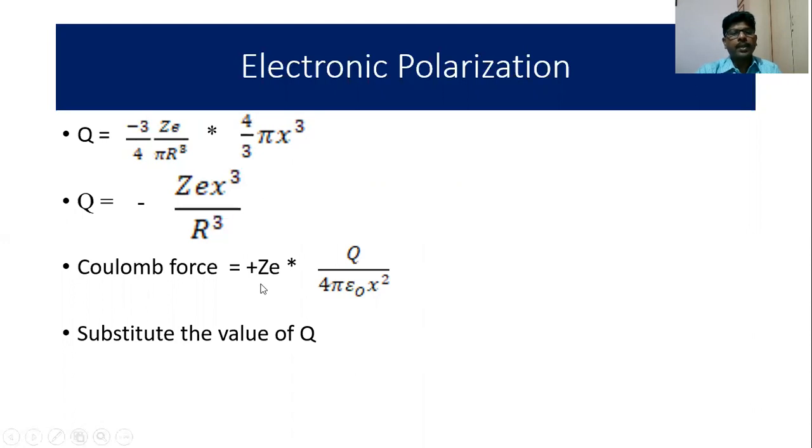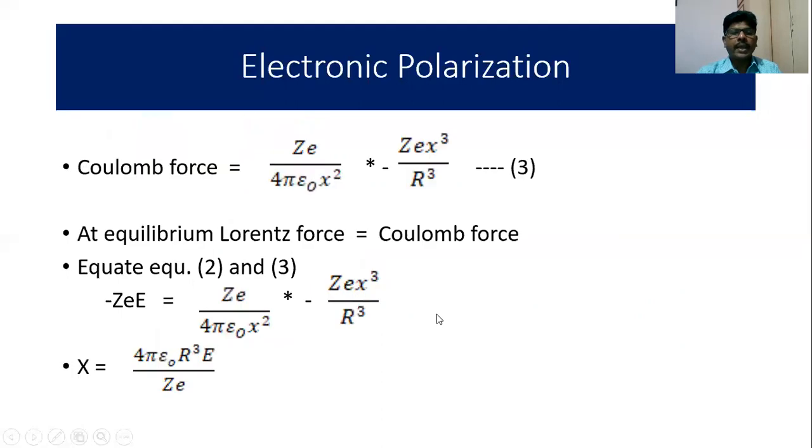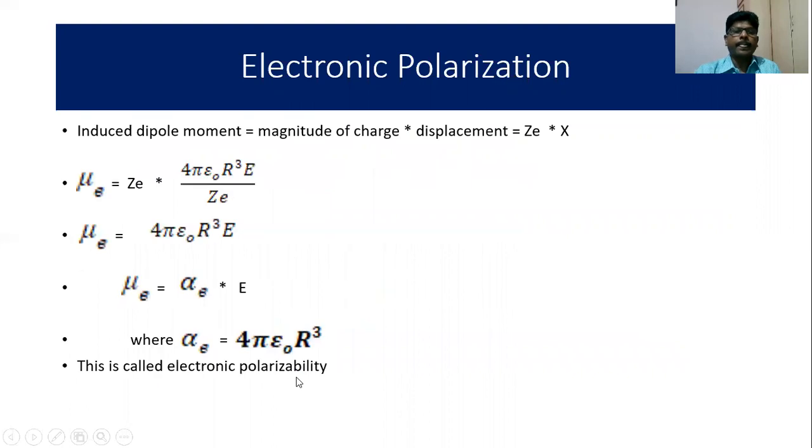Substitute this value of Q in the Coulomb's force relationship that we have seen. So when you substitute, you get expression number 3, which is the Coulomb's force. We already calculated the Lorentz force, and we have already seen the Coulomb's force. Once you get that, you equate Lorentz force is equal to Coulomb's force, and we get an expression for x, the displacement, is equal to 4 pi epsilon naught r cube into E divided by Z. Now from definition, induced dipole moment is equal to magnitude of the charge into displacement. Magnitude is Ze, displacement is x.